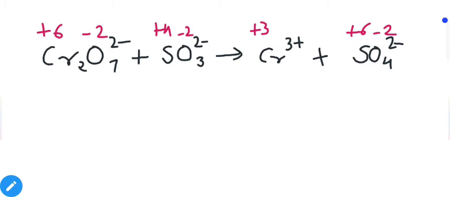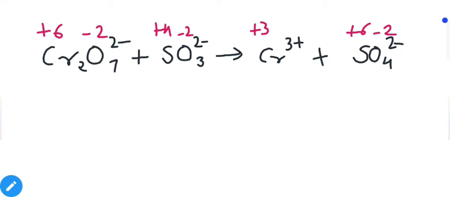So all the oxidation states are mentioned, and now we can easily see the elements which change oxidation state. First is chromium. Chromium initially had +6 oxidation state, later it shows +3. Sulfur initially had +4, later it shows +6. That means chromium is being reduced and sulfur is being oxidized. So how many electrons are transferred?